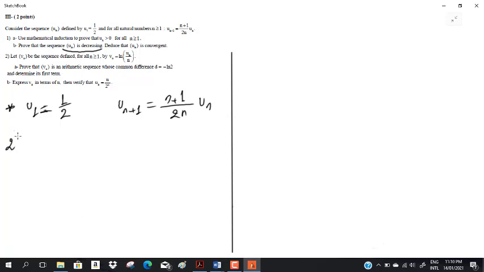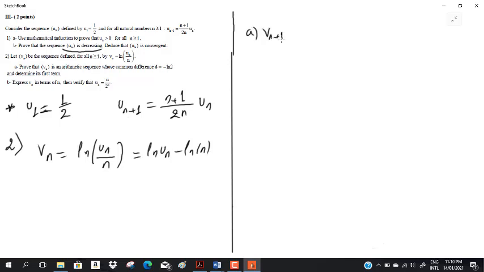Part 2, we do have another auxiliary sequence, Vn equal ln of un over n. I'm going to write it in the form ln of un minus ln n. To prove that the sequence Vn is an arithmetic sequence whose common difference d equal minus ln 2, I need to calculate Vn plus 1 minus Vn. But before doing that, I need to find Vn plus 1.